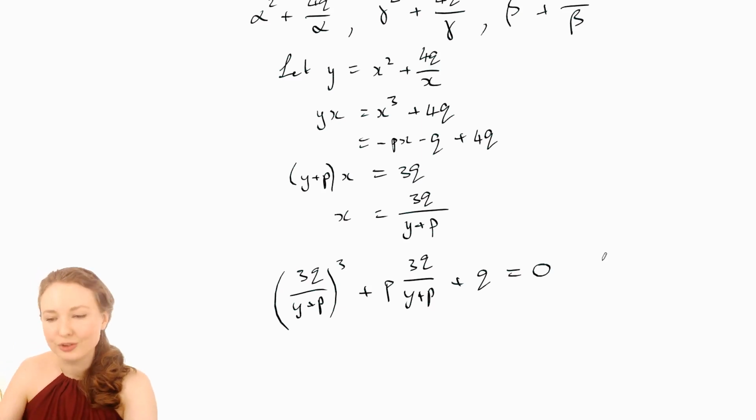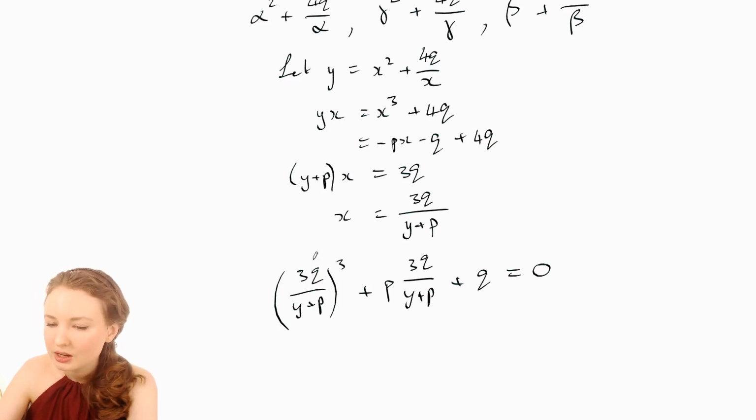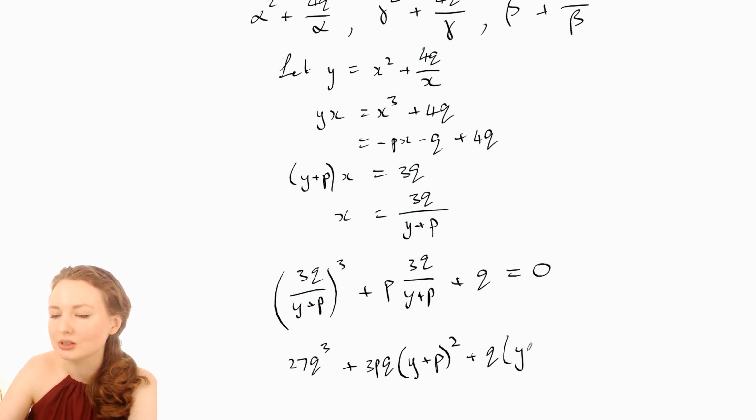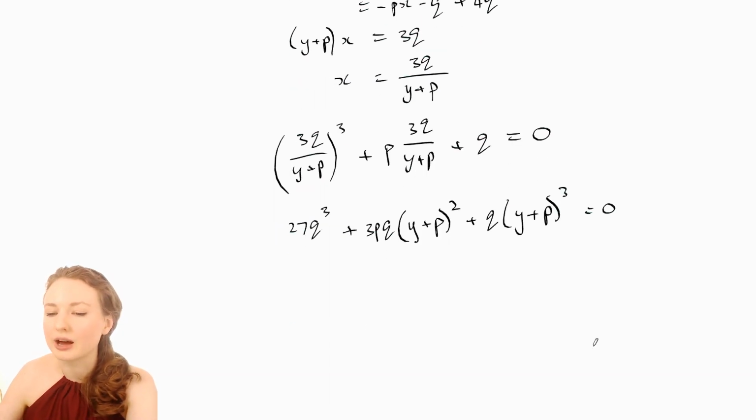So again, you've got an equation with fractions in it. Let's just get rid of all those fractions. Multiply both sides of the equation by y plus p cubed, and that'll kill all the fractions. So that bit makes 27q cubed. We have a 3pq there, and then when we multiply that by y plus p cubed, one of them is going to cancel with that one, so you'll get y plus p squared, and then we've got q times y plus p cubed. So we just need to expand all of that.